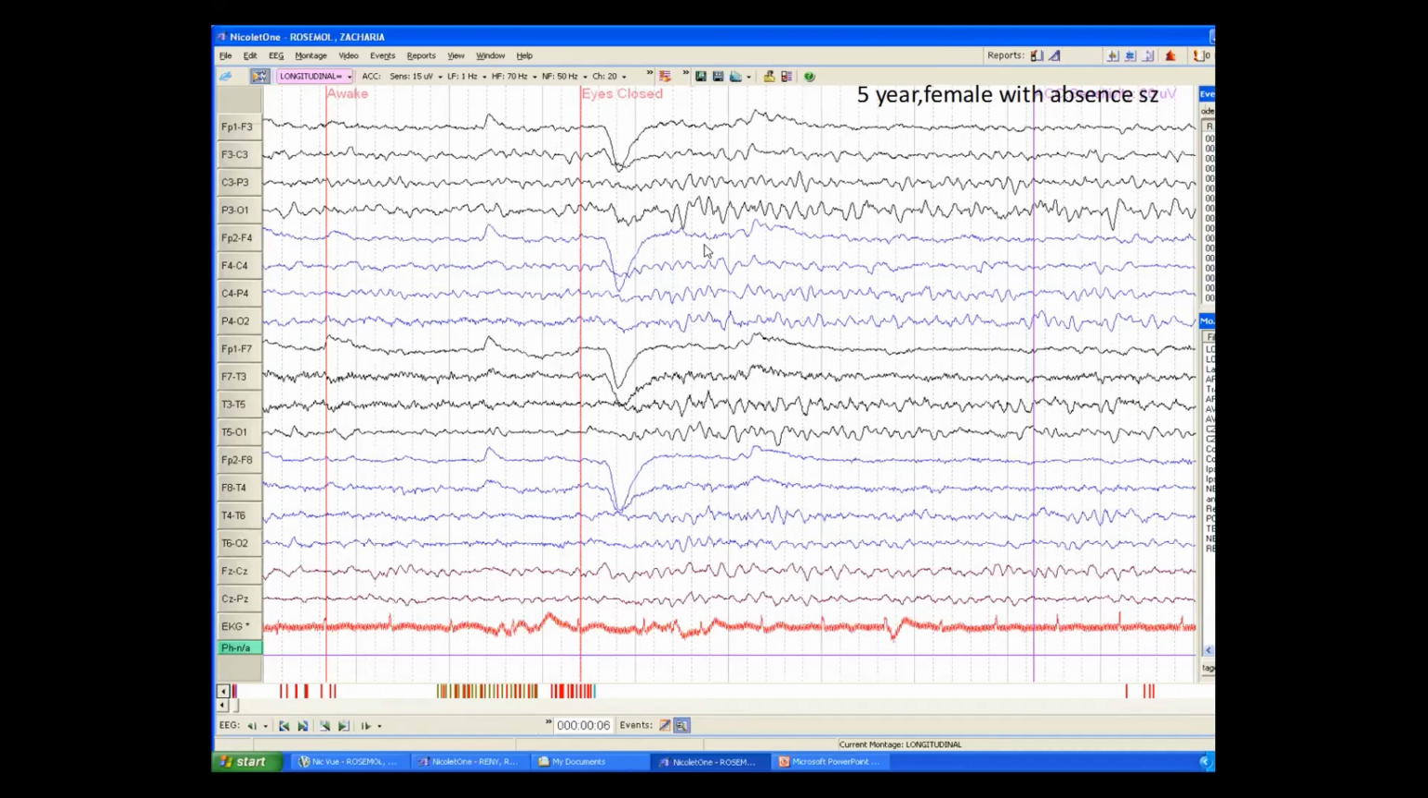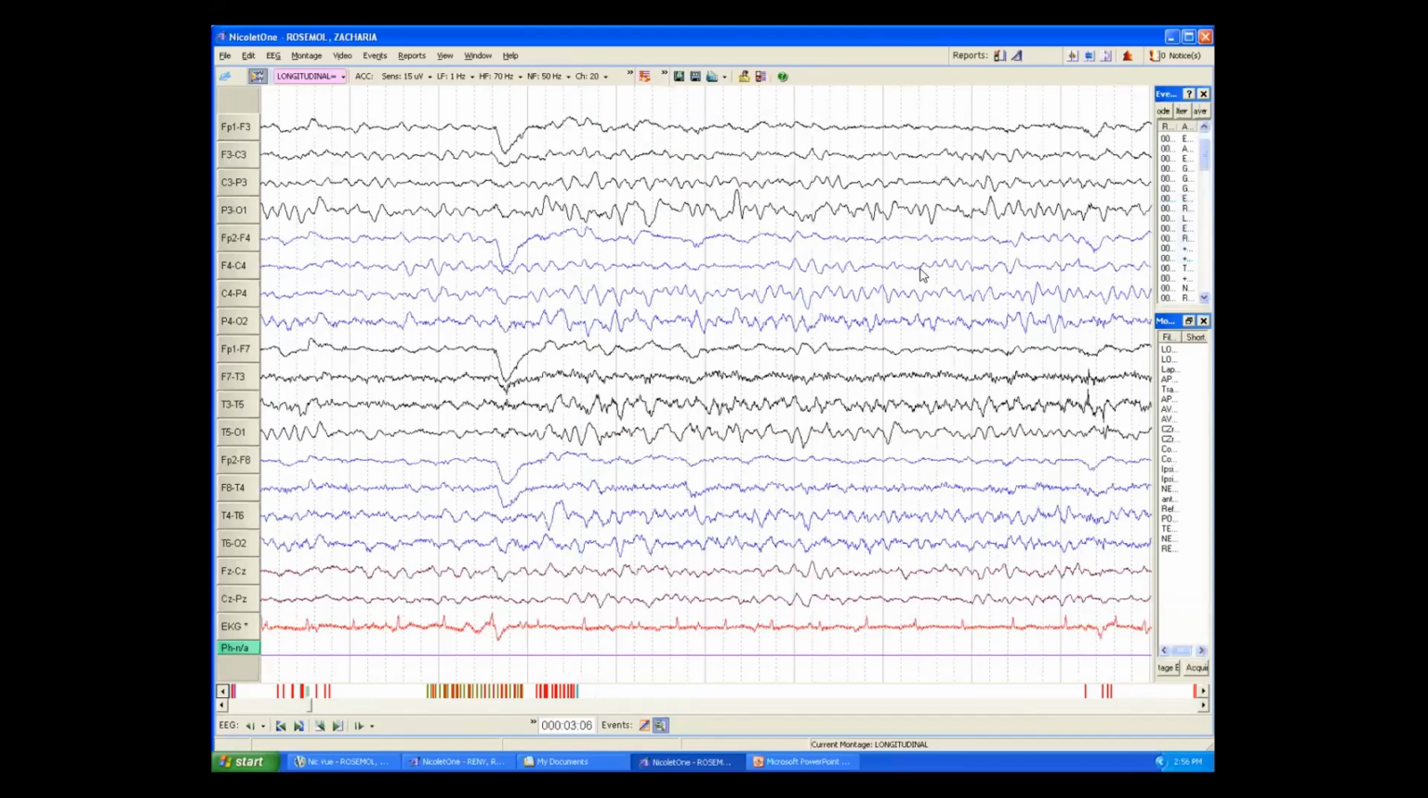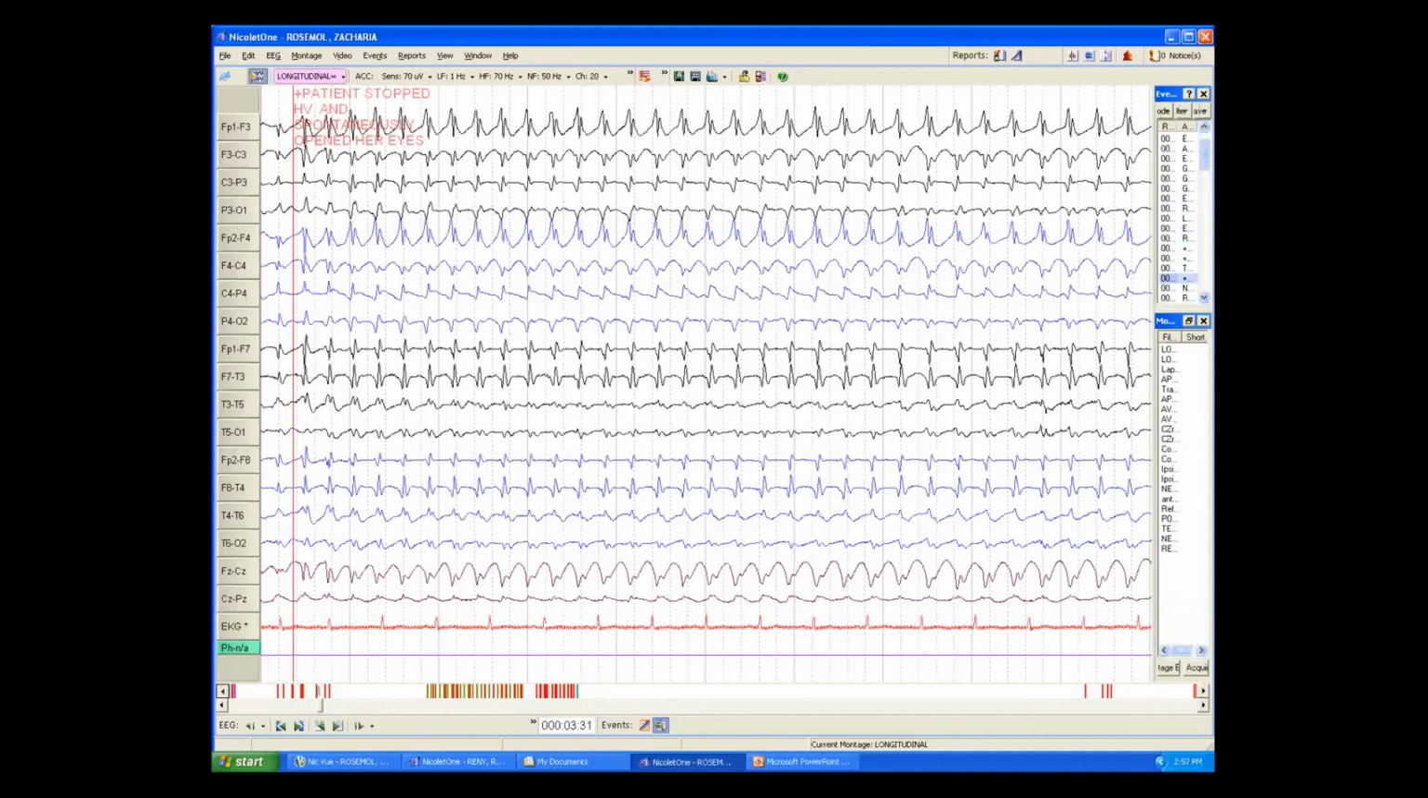Now there is a 5-year-old girl with absence seizures. As I told you the other day, you can see the eye closure producing a beautiful alpha here. And the tapping is done by the patient. With her hand, she'll be tapping her thighs. The tapping is done, and then the HV will start off, and the patient will stop the tapping. Or you can ask the patient to keep the hand extended, and you can see that the hand will drop slowly.